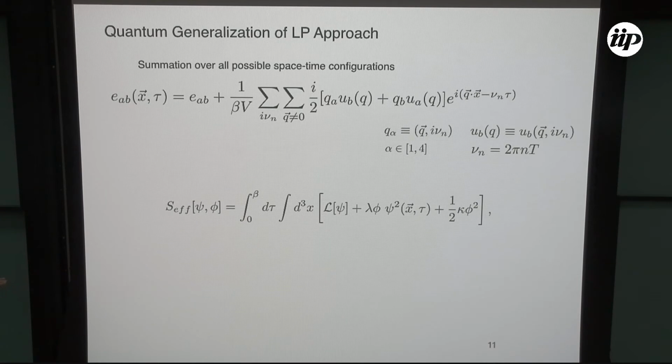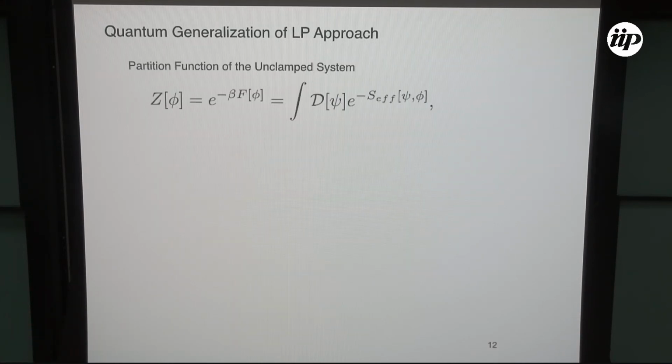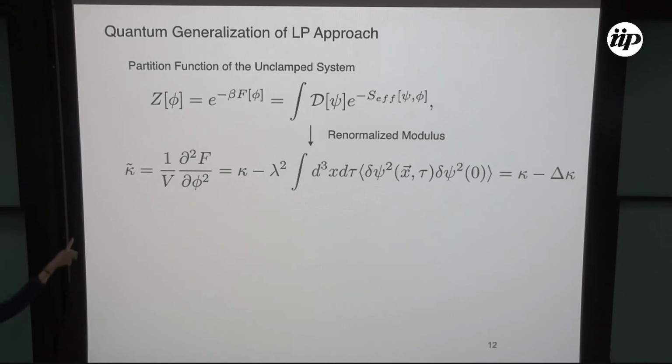So in a nutshell, we get an effective action. It looks like this, where here we have the effective modulus, and our Lagrangian, for simplicity, is just a phi-4 theory. Then we look at the partition function of the unclamped system. The renormalized modulus will then be of this form, where kappa tilde is kappa minus this correction term, and that's going to be of great importance to us.